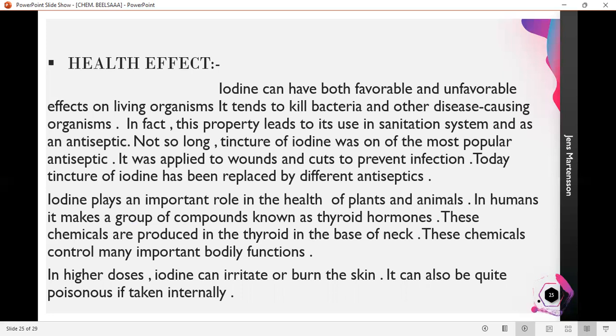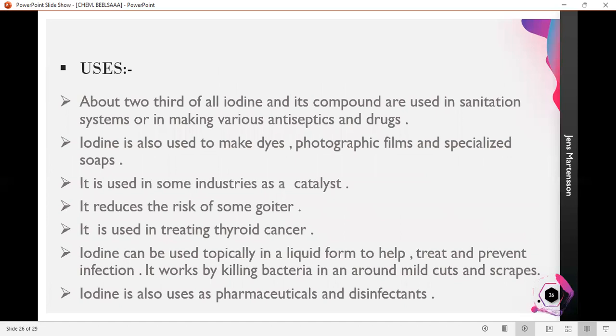So moving on to the next topic, here are the uses of iodine. About two-thirds of all iodine and its compounds are used in sanitation systems or in making various antiseptics and drugs. Iodine is also used to make dyes, photographic films, and specialized soaps. It is used in some industries as a catalyst. It reduces the risk of some goiter. It is used in treating thyroid cancer.